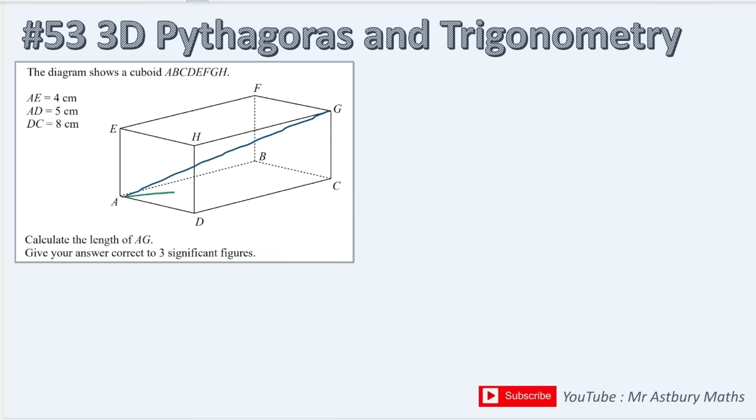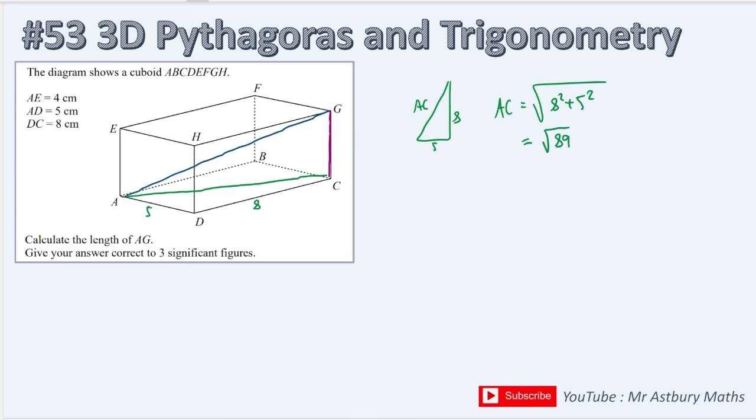First thing to do would be to draw a line connecting A and C. And that way you have a triangle which goes vertically downwards like that. Okay, let's work out the distance AC. Well, I know that AD here is 5, and I know that CD is 8. So we can use Pythagoras on this triangle here of 5 and 8 to get AC. So AC squared is equal to 8 squared plus 5 squared. AC is equal to the square root of 89. And I'll keep it in that form so I don't lose any accuracy.